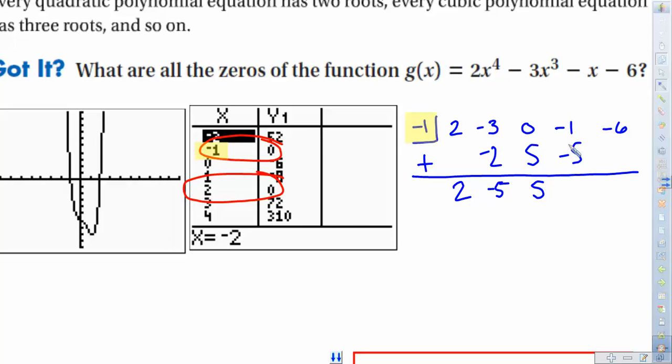This looks good. -1 plus -5 would make -6. And a negative times a negative would make a positive. So 6 times 1 makes 6. And sure enough, boom, there's our 0. Okay? So, successful first synthetic division.